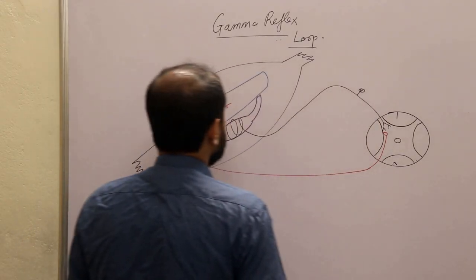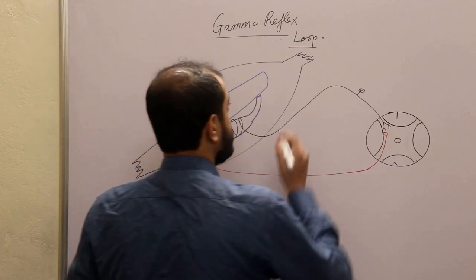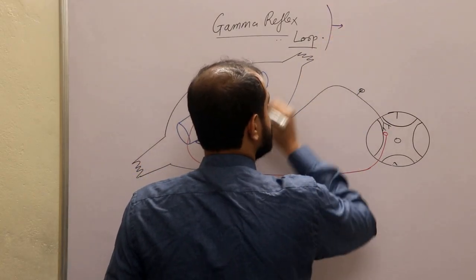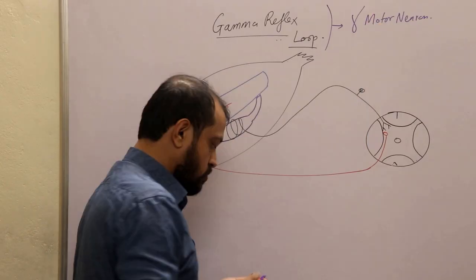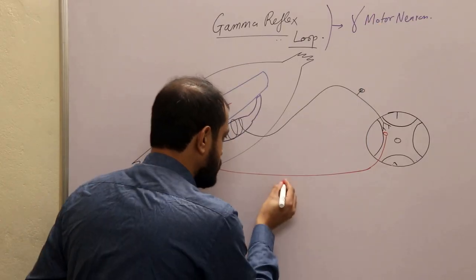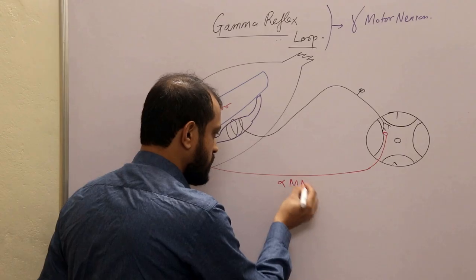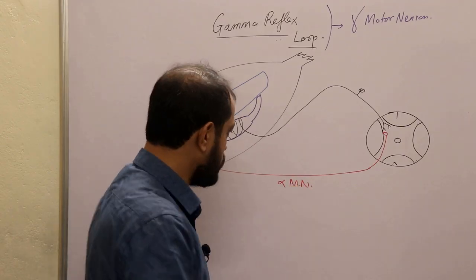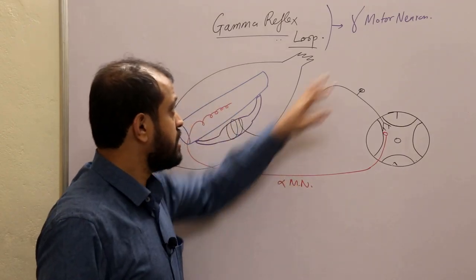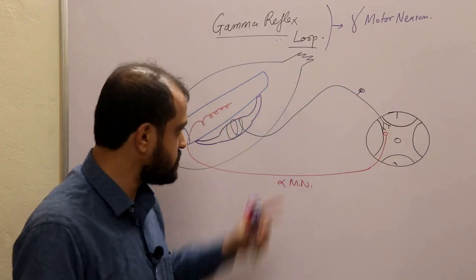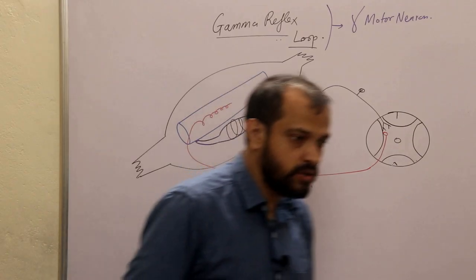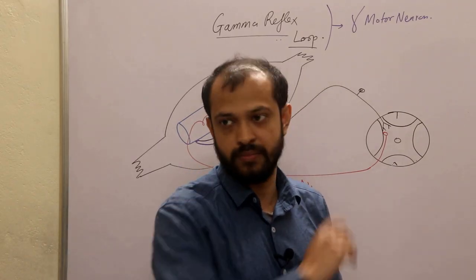Listen, the gamma reflex loop starts with a special type of motor neuron, known by the name of gamma motor neuron. You must have a question here in your mind that this is also a motor neuron, alpha is also a motor neuron, and we are talking now about gamma motor neuron. That means there are two motor neurons present here. Yes, there are two motor neurons serving totally different purposes.